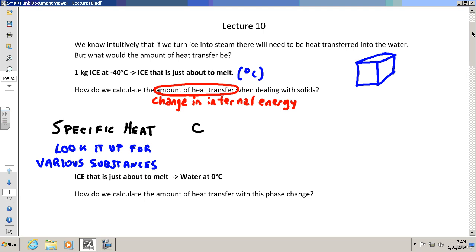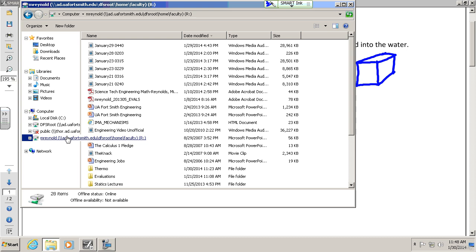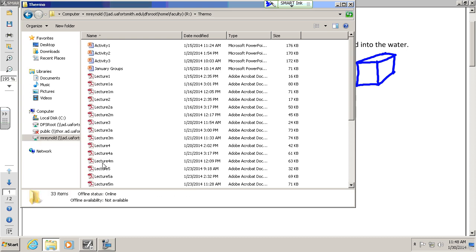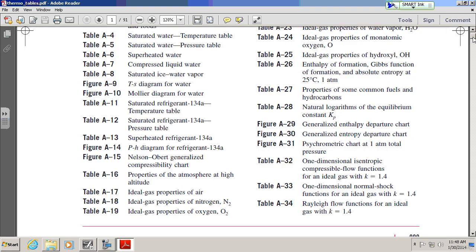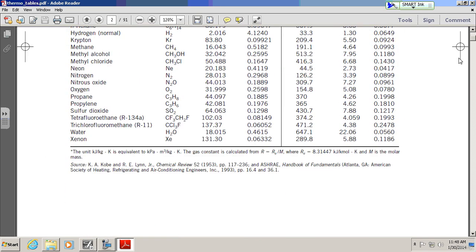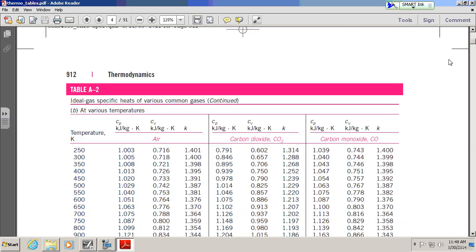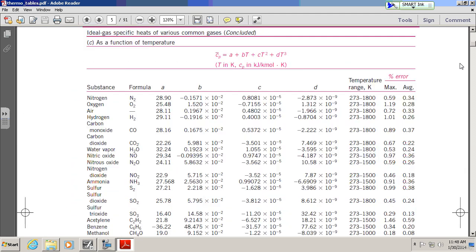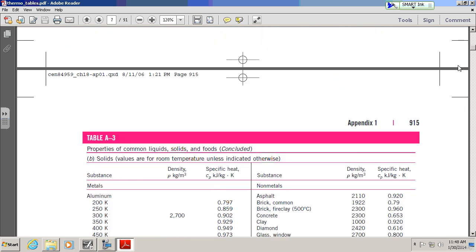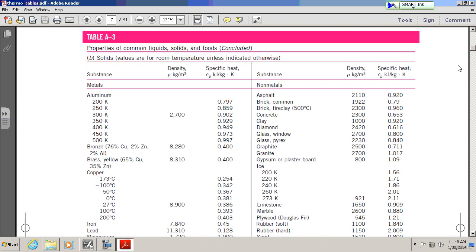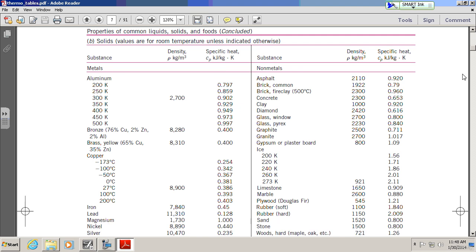Okay? You look it up. By the way, let me take you to that table. It's one of the first tables you're going to get. For solids, it is table A3, but you're going to have to scroll to the next page or whatever. Table A3, properties of common liquids, solids, and foods. And solids are given right here, okay?